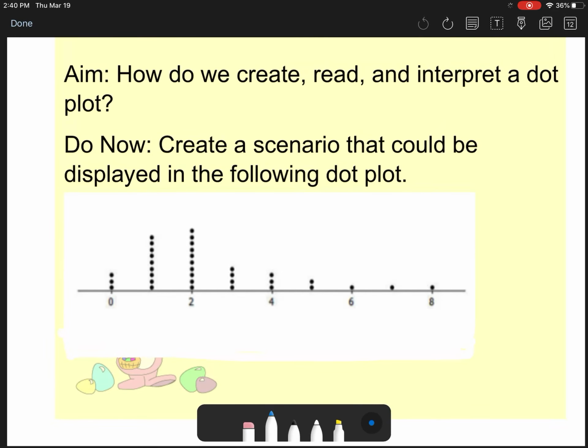Okay, hi everybody. Hope everybody is doing well. What we have here is the first lesson to start our first day of distance learning. The aim is how do we create, read, and interpret a dot plot.